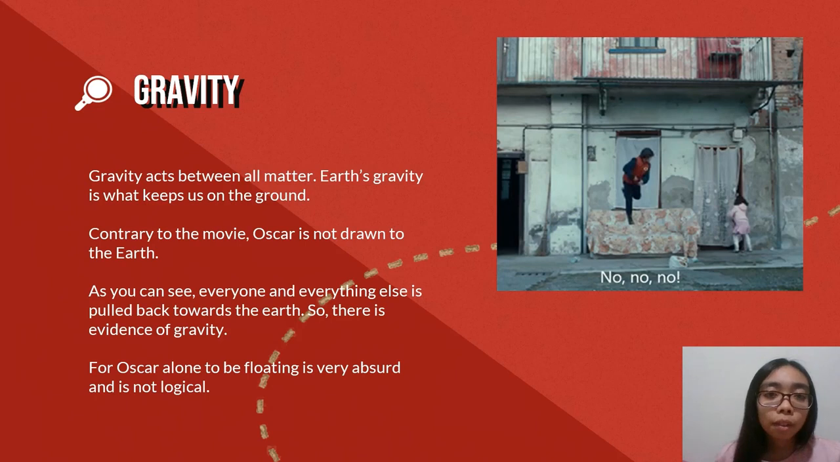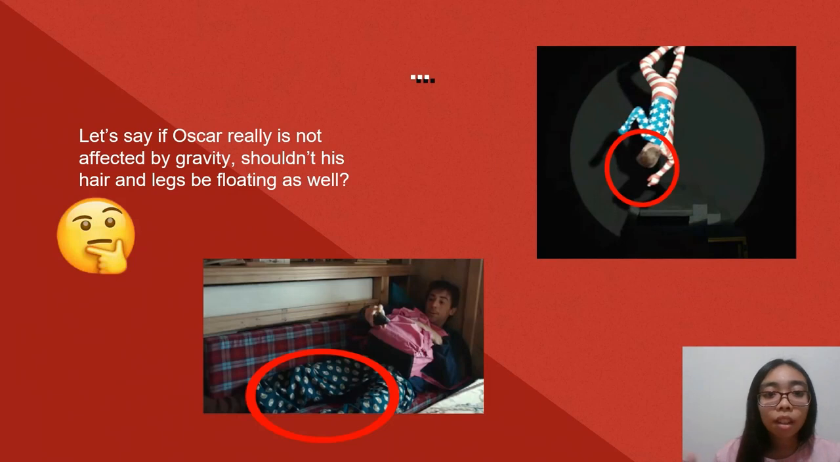Also, the film takes place in the natural Earth environment, so for Oscar alone to be floating is very absurd and not logical. Let's say, if Oscar really is not affected by gravity, shouldn't his hair and legs be floating as well? I will give you a few seconds to think about it.